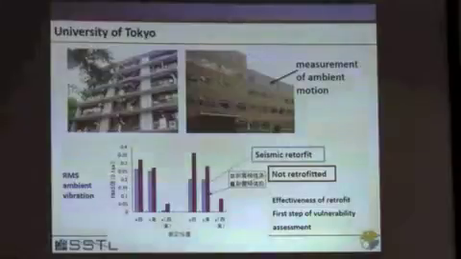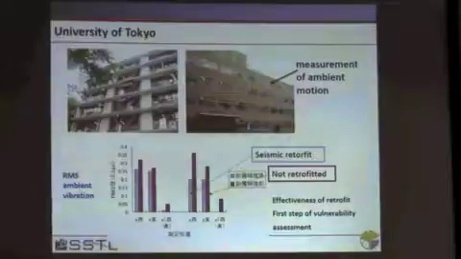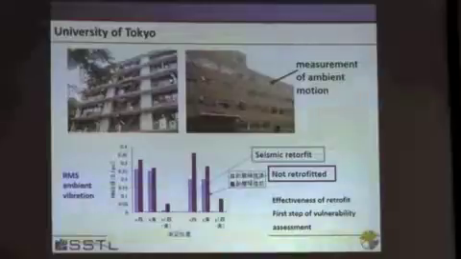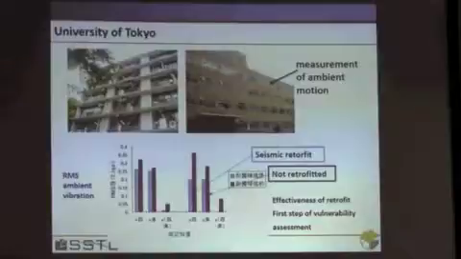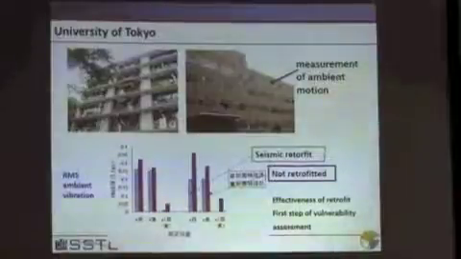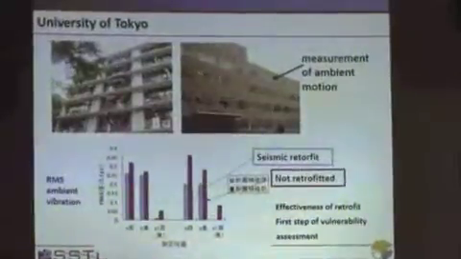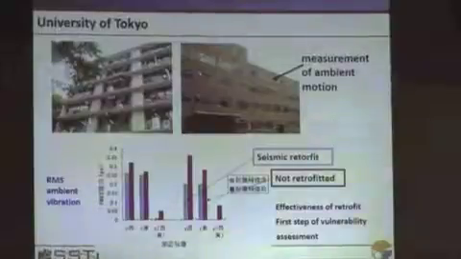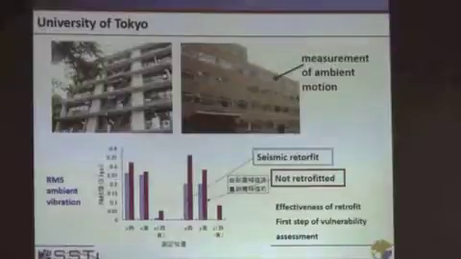And so looking at the RMS response due to a 0.1 gal excitation, you can see that this was the unretrofitted structure, and the blue is the retrofitted structure. So this doesn't tell you that the seismic response control system is effective because the levels of excitation are too small. But it's the first step to try and understand the effect of those retrofit measures. So you can see here, these are the braces that were put in to stiffen the structure. So indeed, there was a stiffness increase in the structure.